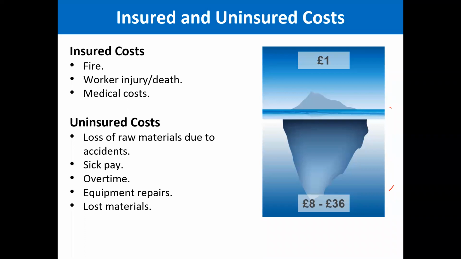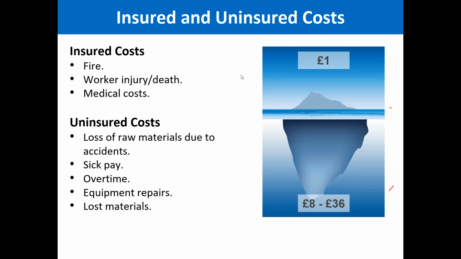Then equipment repairs. If there is any plant and equipment which is uninsured, for example batching plants or other plants, they cannot be insured. Vehicles, obviously, can be insured and you will get the repair cost from the insurance company, but plant and stationary equipment, most of the time, are uninsured. Then lost materials, any material that you lose during the accident. So all of these are uninsured costs.